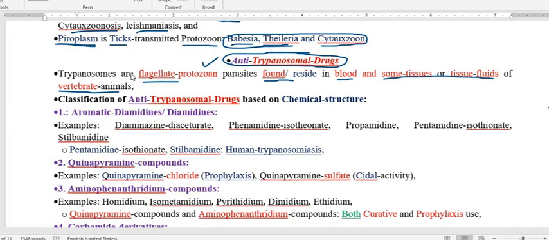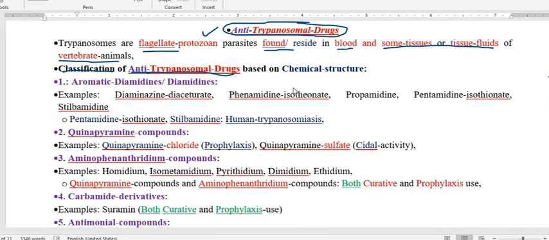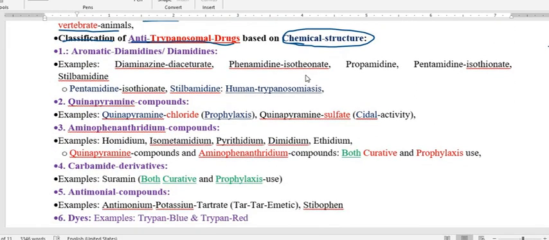Now we have already discussed the definition of anti-trypanosomal drugs. Now we have to discuss the classification. In continuation of the anticoccidial and anthelmintic drugs, the classification is also based upon chemical structure, and we will discuss it one by one.